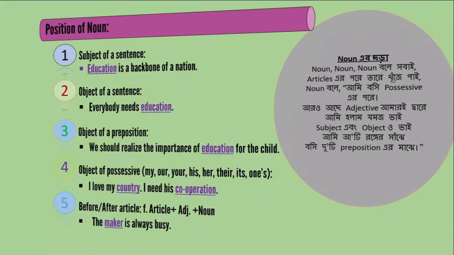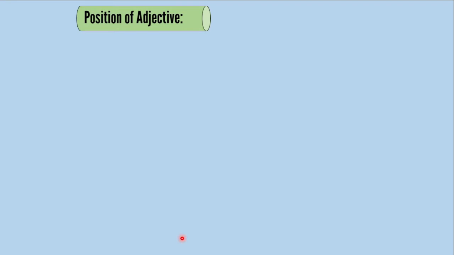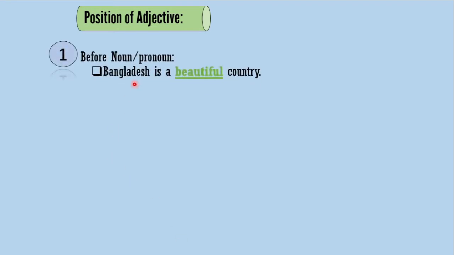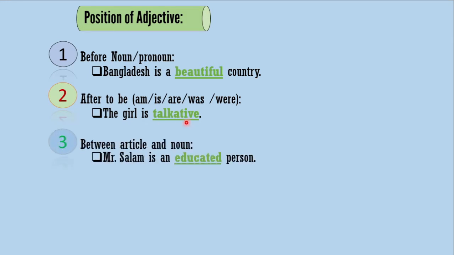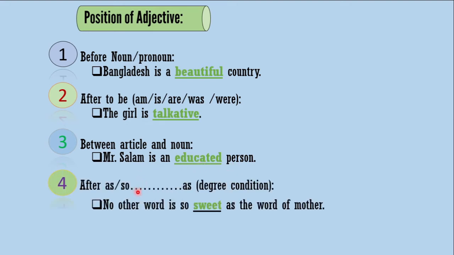Interesting, isn't it? So here is the position of adjective. Before noun and pronoun, noun এবং pronoun এর পূর্বে বসে। Bangladesh is a beautiful country. Beautiful is before country, পূর্বে বসেছে। After to be, am, is, are, or was, were. The girl is talkative. Here is the talkative word. Between article and noun, Salam is an educated person. He is educated. And after so or as, as...as, that means degree condition এর সময়, no other word is so sweet as the word of mother.